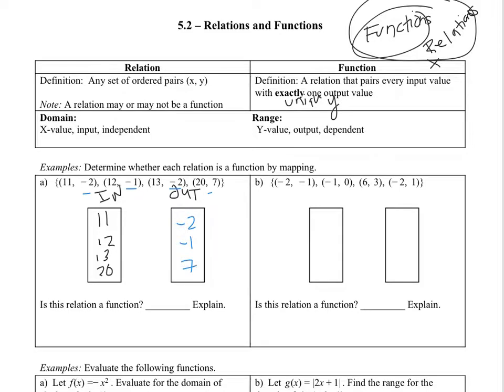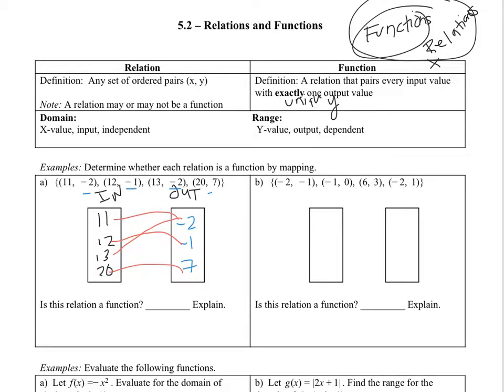Then I'm going to do a mapping, which is I'm going to show the relationship. So I write that 11 maps onto -2, 12 maps onto -1, 13 maps onto -2, and 20 goes with 7. So to see if this is a function or not, what you're looking at is, does each of these x's have a unique y value? Does 11 only go with -2? Yeah, 11 only goes with -2. 11 doesn't go to two different numbers.